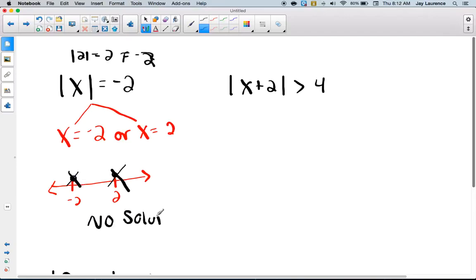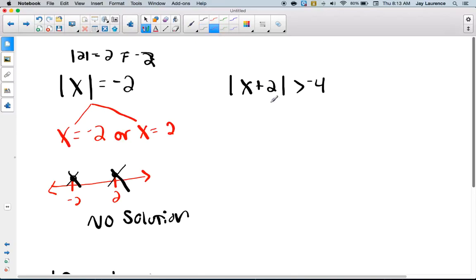Now, I could have told you it was no solution without doing all this work, because I know the definition of absolute value. Absolute value is the distance from 0 on a number line. And we know that distances are always greater than or equal to 0. Since it's asking me for a distance that's equal to a negative number, that's not possible. So there can't be any solution. But if you don't get that, you can do the work and then test. Okay, very intelligent way to do it. All right, go ahead and try this one.